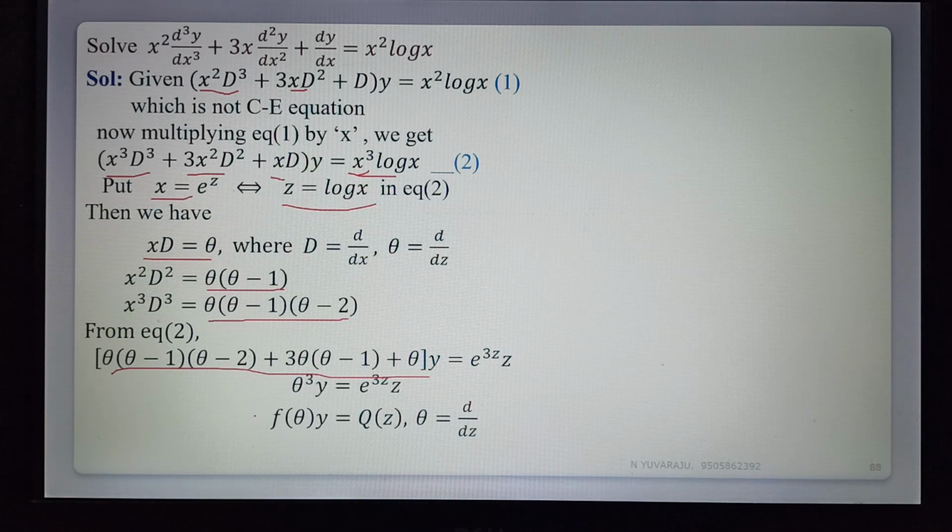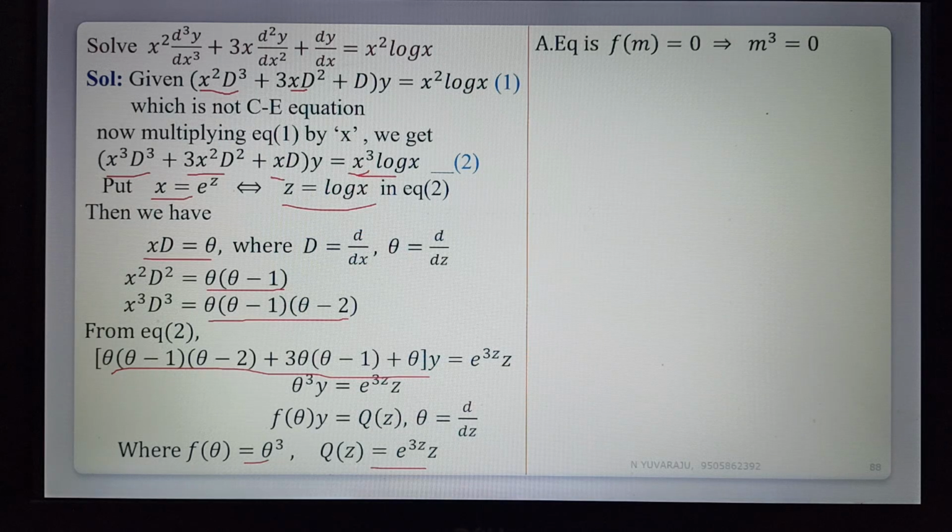First of all, finding the complementary function. The auxiliary equation is m cube is equal to 0. M cube is equal to 0 means m is equal to 3 times zero, 3 equal roots: 0, 0, 0. So yc is equal to c1 plus c2 z plus c3 z square.